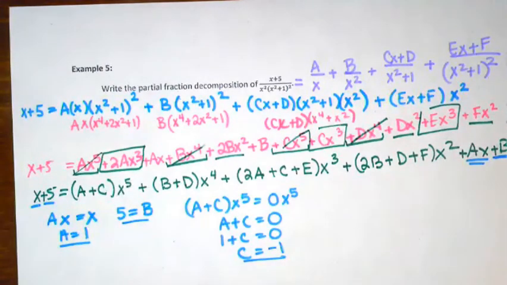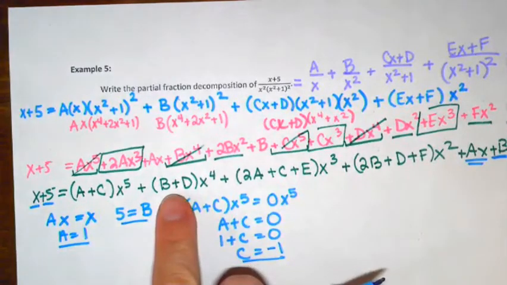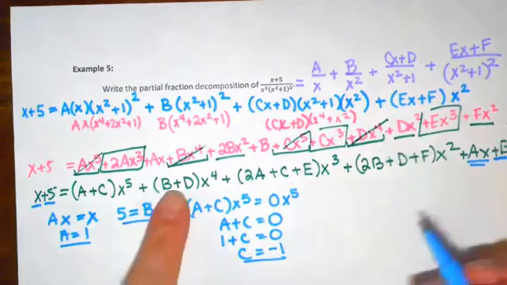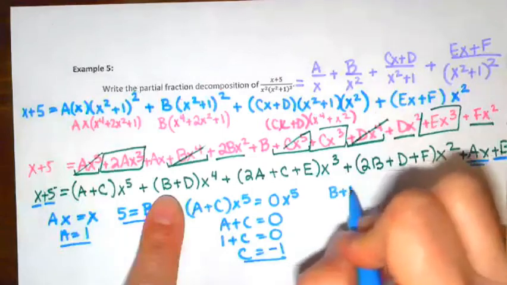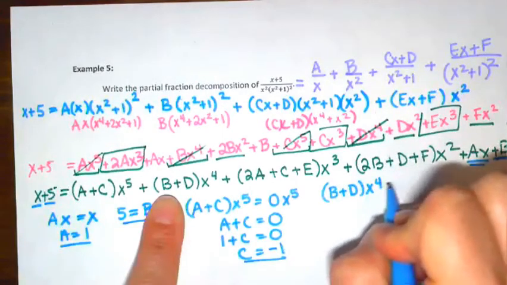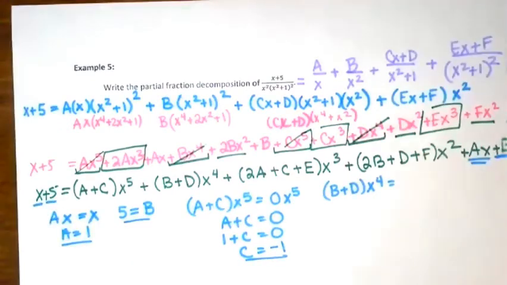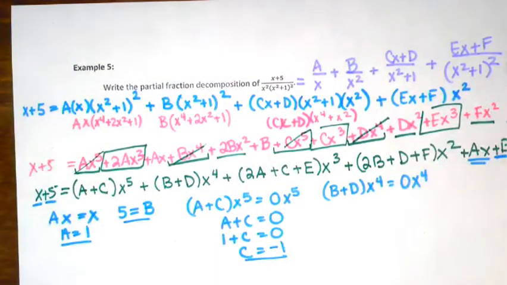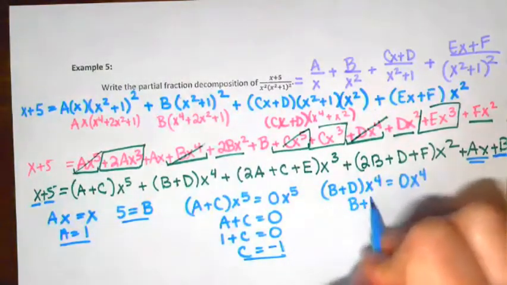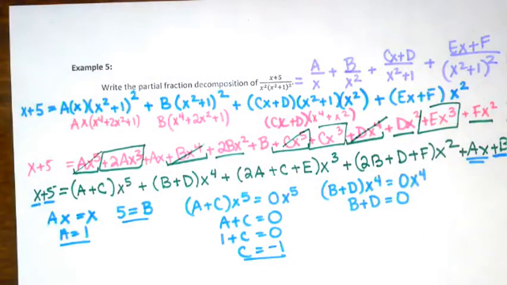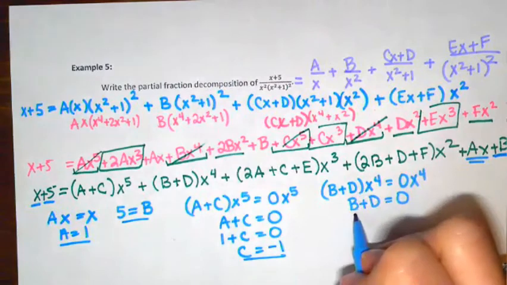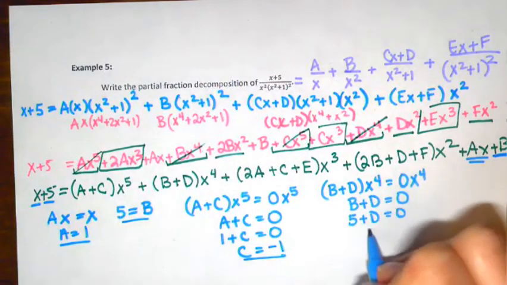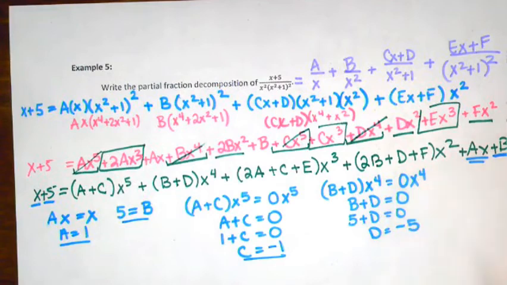Now let's look at this: do you guys see how you have b plus d times x to the fourth? Don't we know what b is? And do we have an x to the fourth on the left-hand side? No, so wouldn't that be 0x to the fourth? Yes. So then we have b plus d equals 0. And what does b equal? 5. So what does d equal? -5. So now we know what a, b, c, and d are. Now we just need to know e and f.